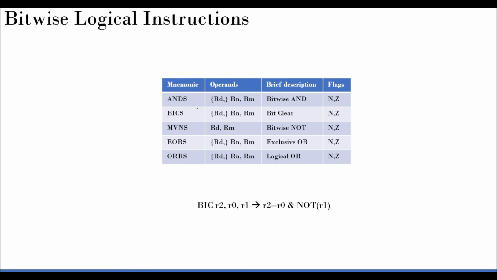So bitwise logical operations, let's try this. This is also very simple. Bitwise, I can do AND, or bitwise OR, something like this. This one is slightly complicated. It's bit clear. If it is BIC R2, R0, R1, what we are going to do is this particular operation: R0 AND NOT of R1. A very complicated command.